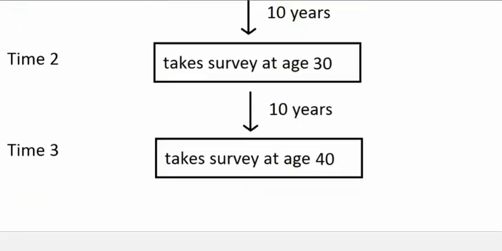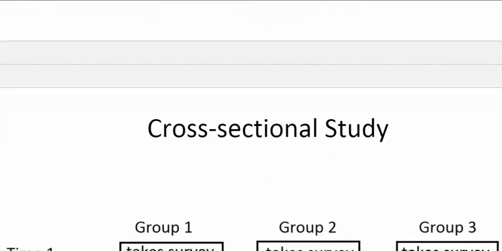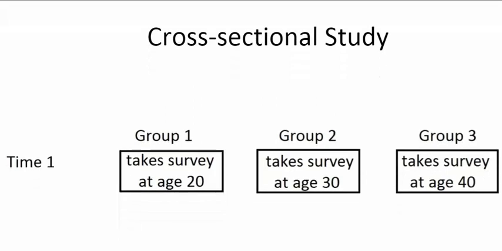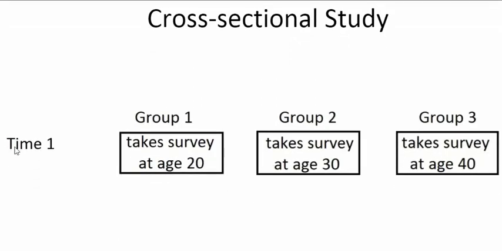And like I said, a cross-sectional study happens at one point in time, and different age groups are compared at that point in time. So in this cross-sectional study, we might be collecting data from a group of maybe 100 20-year-olds, 100 30-year-olds, and maybe 100 40-year-olds, which would be a total of 300 people. It wouldn't have to be that number. I'm just throwing that number out there as a possibility.